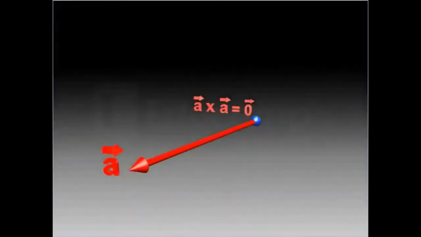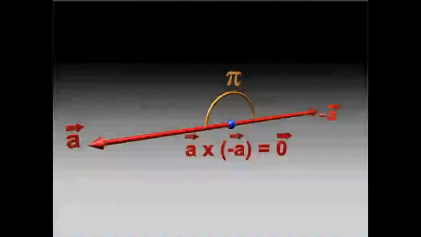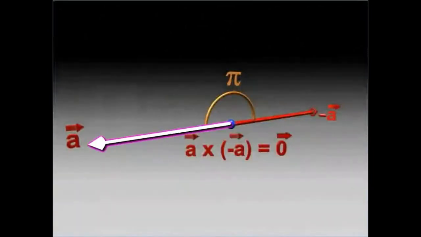The cross product of a vector with itself is always a zero vector, as the value of theta between two identical vectors is 0 and sine 0 is equal to 0. Also, the cross product of a vector with its opposite vector is always a zero vector, as the value of angle theta between the two is pi, which makes the value of sine pi as 0.